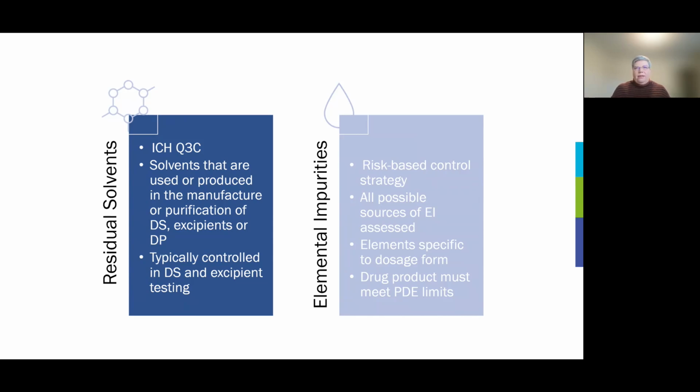And in the end, what your risk assessment needs to say is that your drug product would meet the permitted daily exposure limits for the elemental impurities. And in the event that you have something where you are above that, then you need to remediate. You need to do some sort of change to your process or your materials to reduce that down to a safe level.